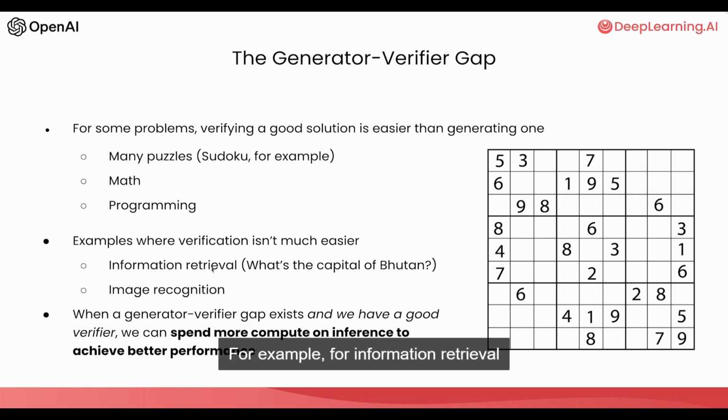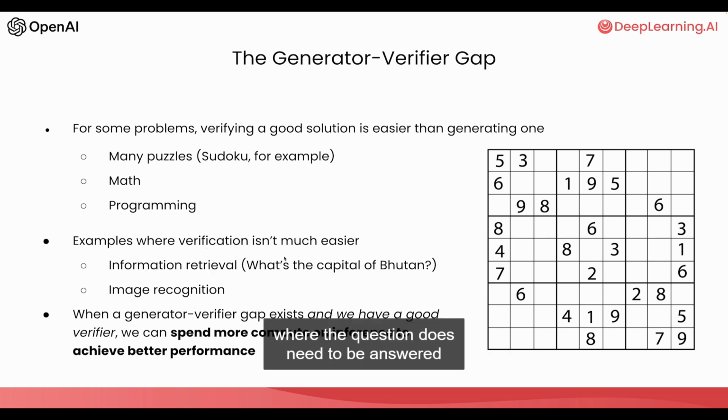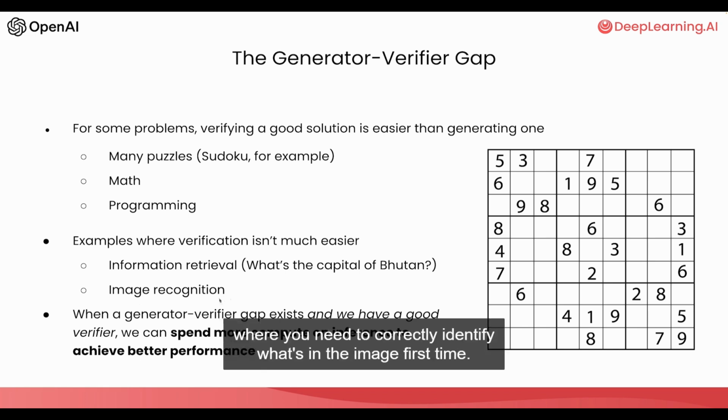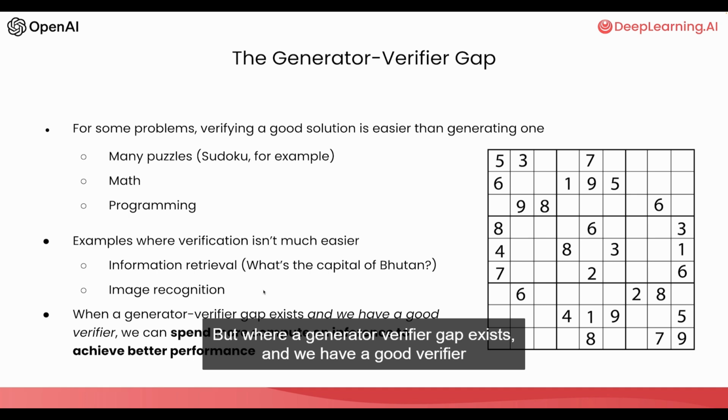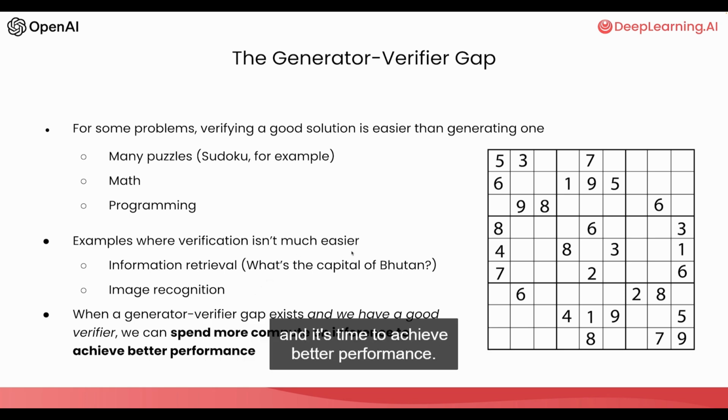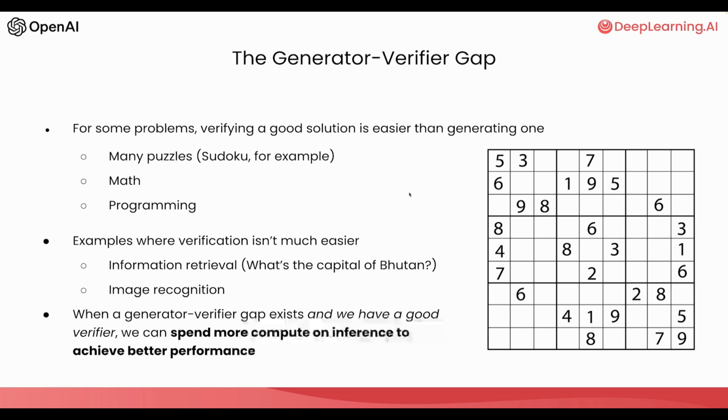There are also examples where this verification generation approach doesn't work. For example, for information retrieval, where the question does need to be answered correctly the first time, or with image recognition, where you need to correctly identify what's in the image first time. But where a generator-verifier gap exists and we have a good verifier that can run the verification process, we can continue spending more compute at inference time to achieve better performance. And for these, we're seeing O1 demonstrate great capabilities.